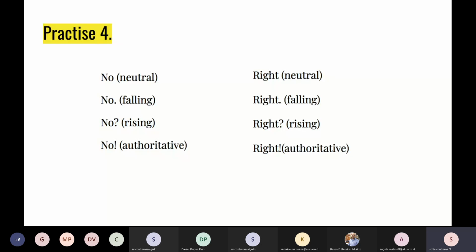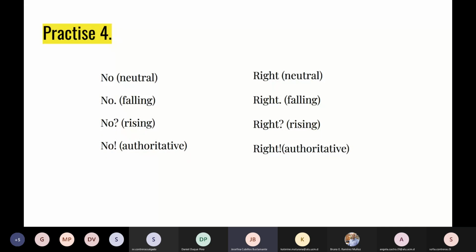Do I have volunteers for this practical task? I think I can do it. You think you can do it? Okay. Who's speaking? Josefina? Okay, Josefina, go.